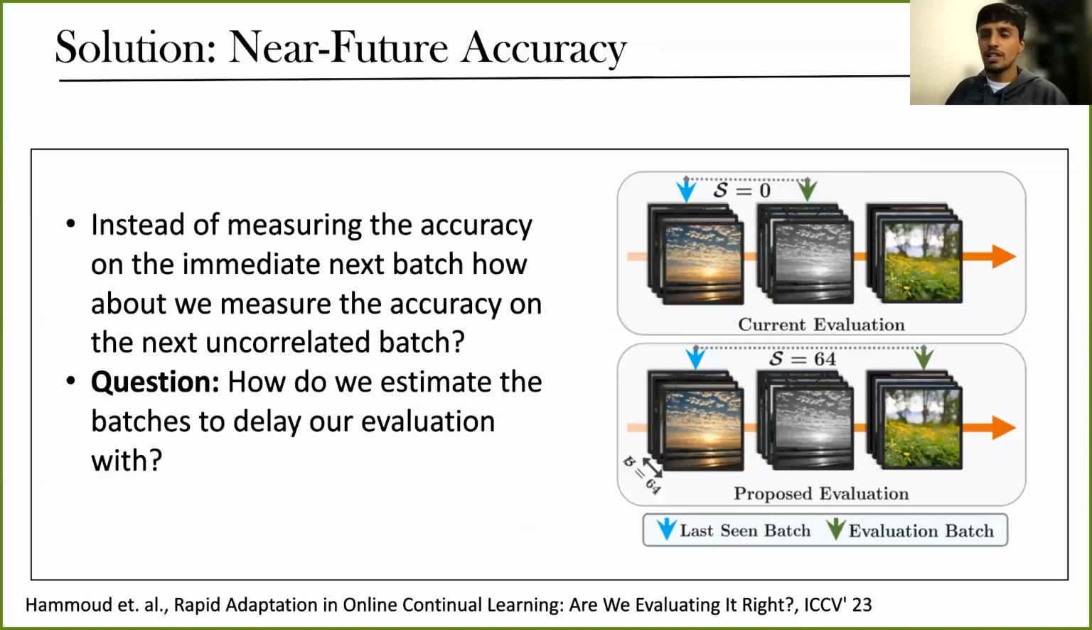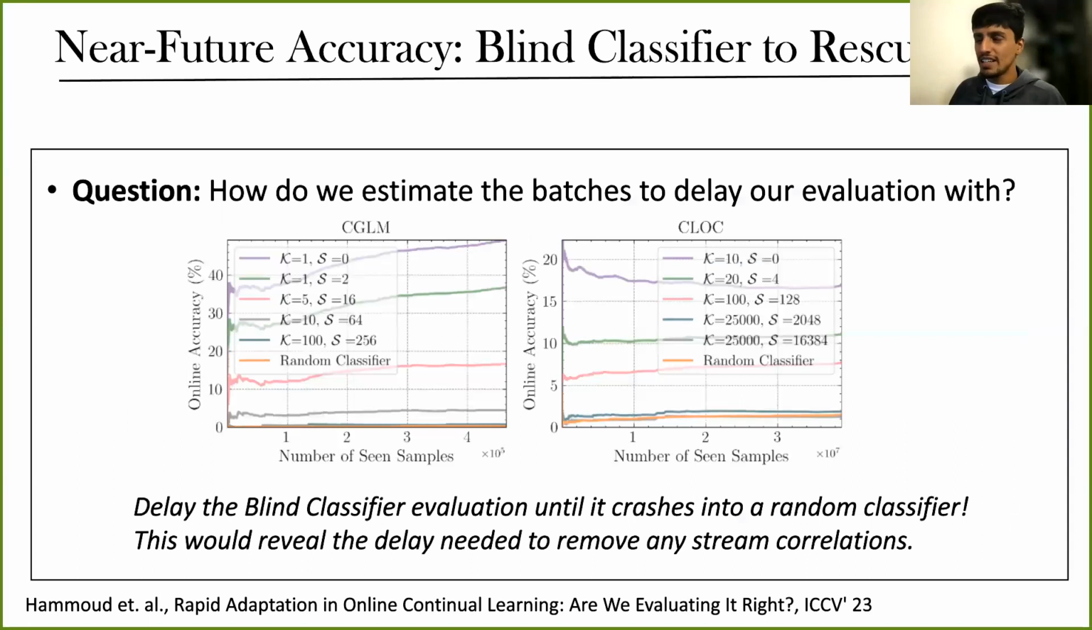Okay, so what's the solution to this? What we say is, instead of evaluating on the immediate next samples, we evaluate on near future samples. The question obviously is, well, how near in the future? How much do we delay the evaluation by? Our solution is a very simple solution. We again use a blind classifier to estimate the delay. How do we do this? We say that the optimal delay that we should pick is the minimum delay we can use where the blind classifier performance drops to 0.